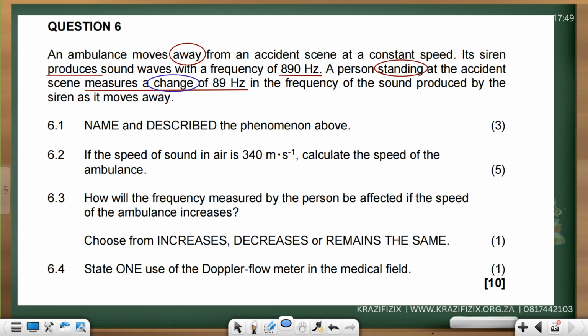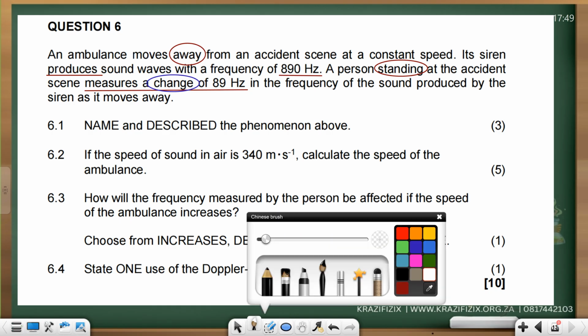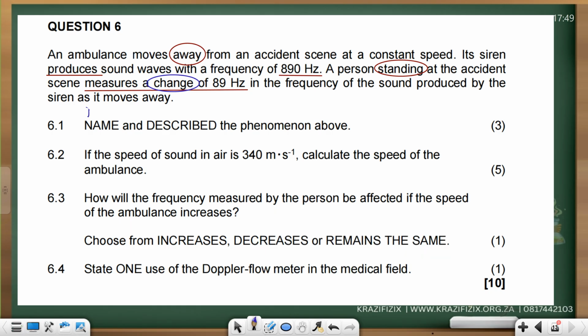What is the name of this phenomenon? Doppler effect. Describe it, you define. I'm not going to do that, right, guys? Name is Doppler, and then we define. All right, let's check something. If the speed of sound in the air is 340, calculate the speed of the ambulance.